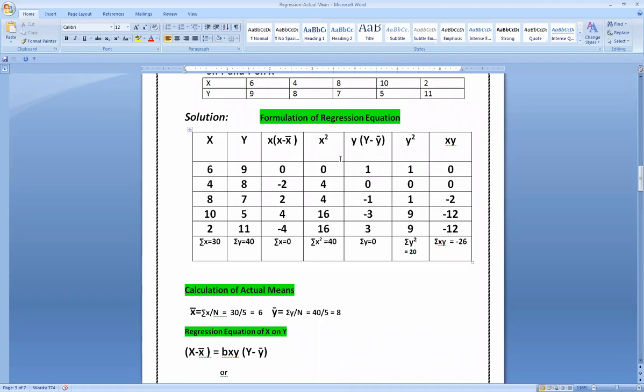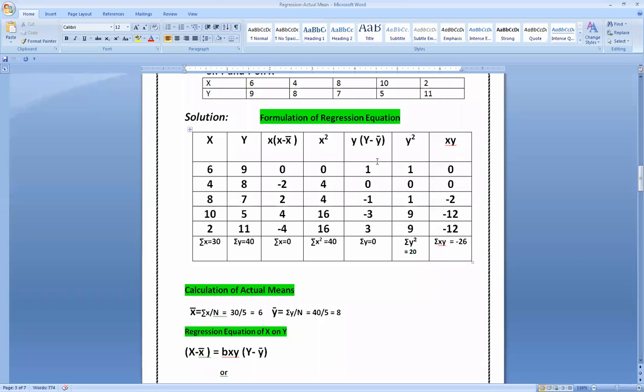Then we have to square the deviation values of x. That is 0, minus 2 square is 4, 2 square is 4, 4 square is 16, minus 4 square is 16. Total all the values to get the summation. Deviation of x square is nothing but 40.